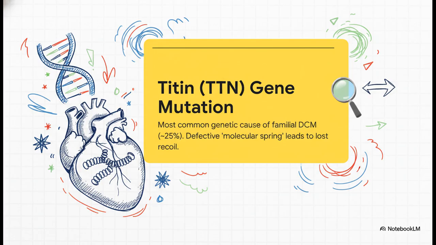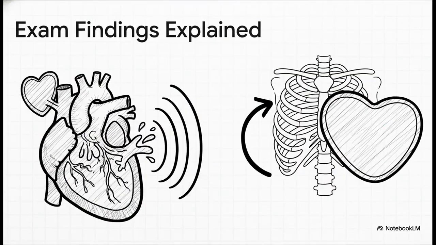It's huge. It accounts for about 25% of all familial cases. Titin essentially acts as a molecular spring inside the sarcomere. So when that spring is defective, the entire heart muscle loses its elastic recoil, which is what leads directly to that dilation. Correct. Let's connect the dots to the physical exam.